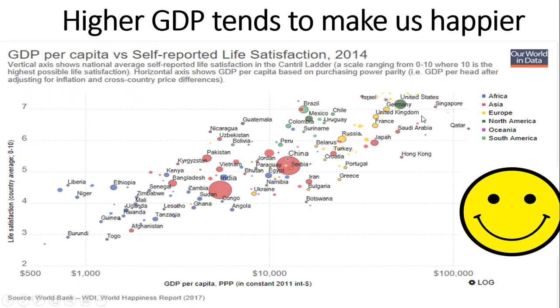So if we look here, this green bubble is the United States. So the United States, they've got very high income per person. I think the average income per person is about maybe $60,000 per person. And the average person on an average day is over a 7 in happiness, which is pretty happy.